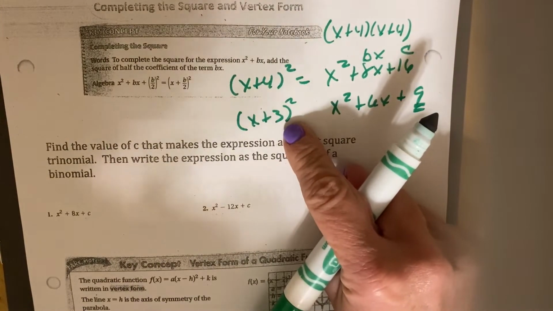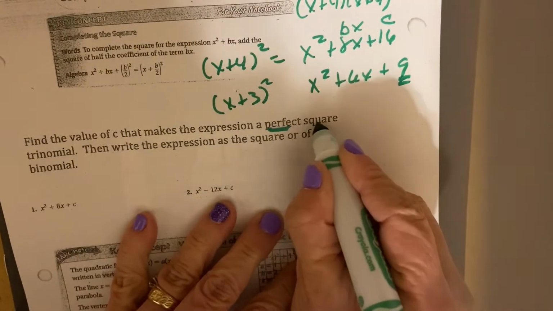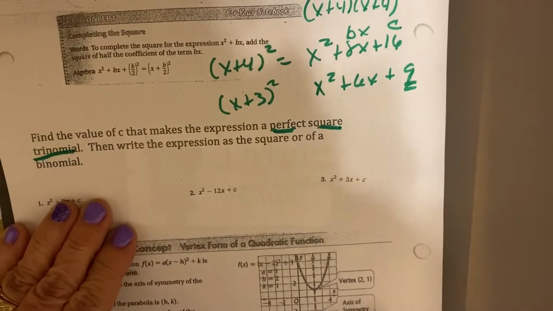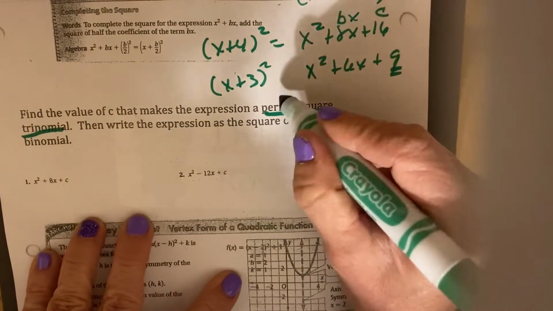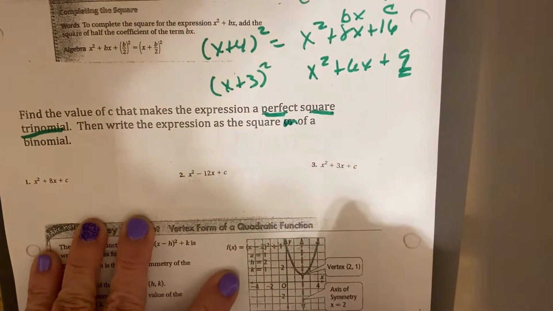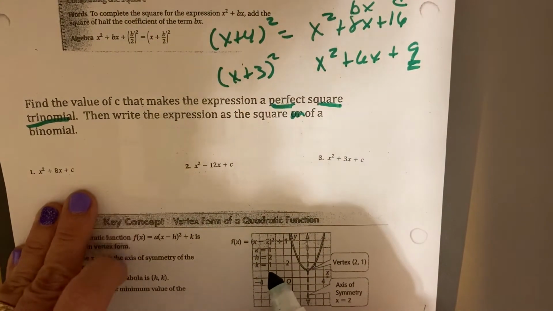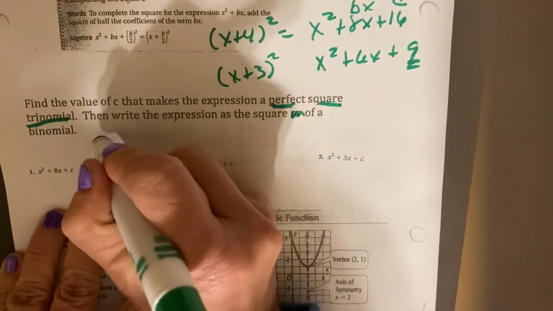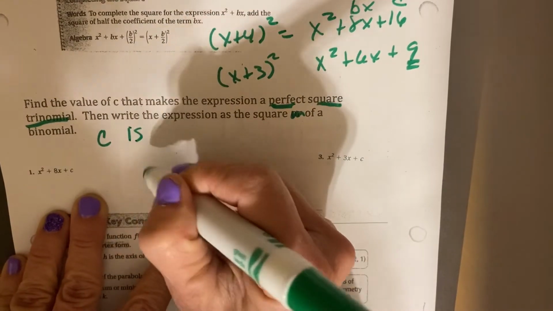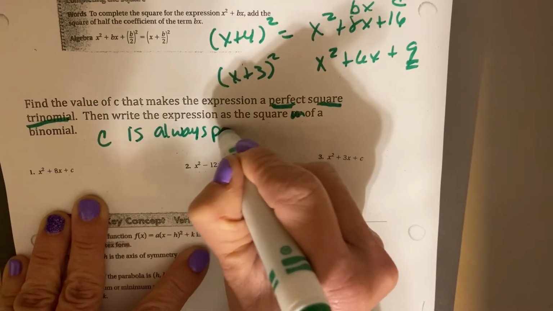So basically we're going to take half of that b, which is 3, and that's how I come up with this number right here. So to find the value of c that makes the expression a perfect square trinomial, we're going to write the expression as the square of a binomial. Okay. So we're going to look for two things: the square binomial, and the c. So I'm going to write it in two different forms. The thing we have to remember is that c is always going to be positive, and that's because I always square it.